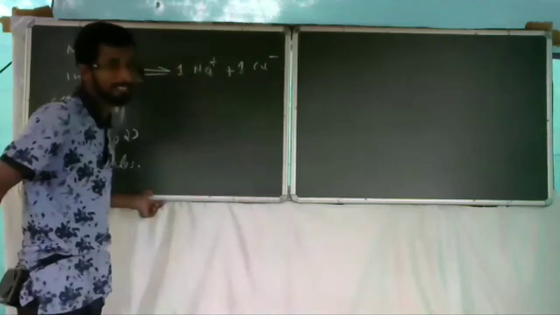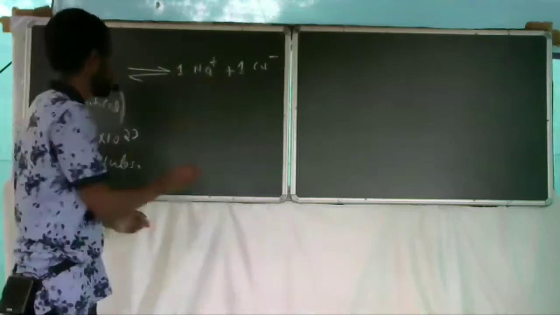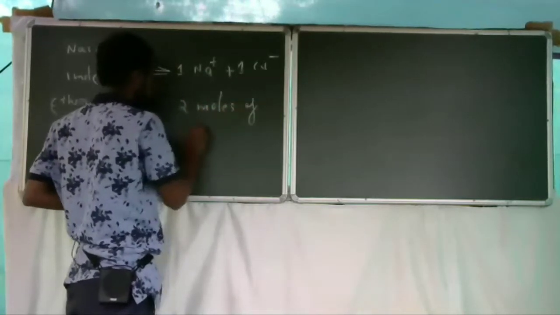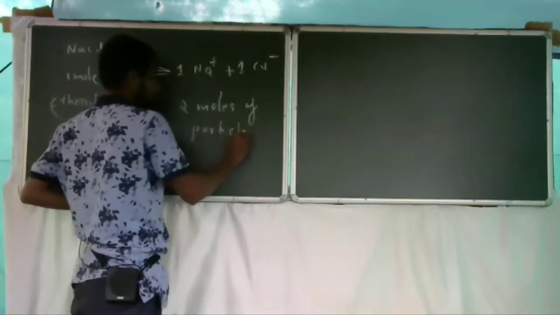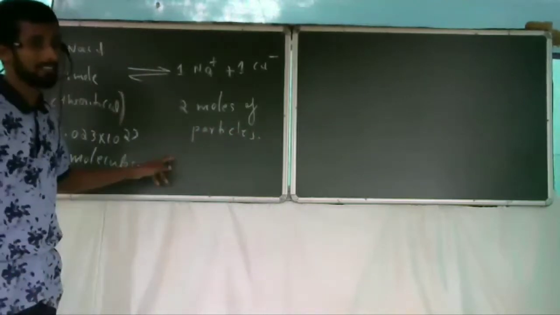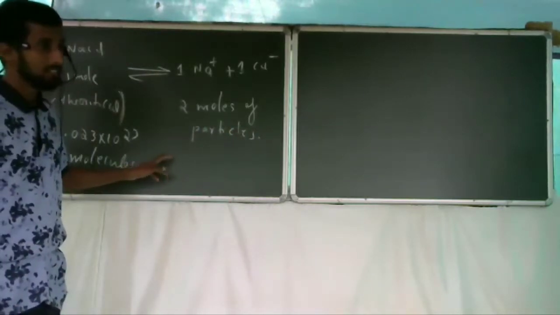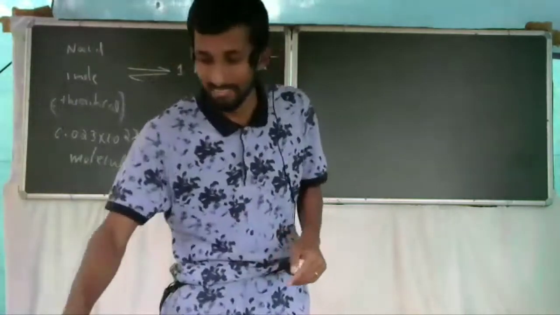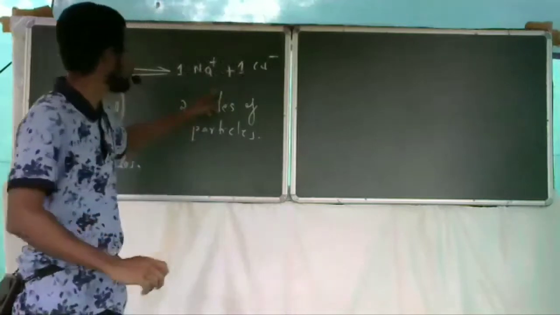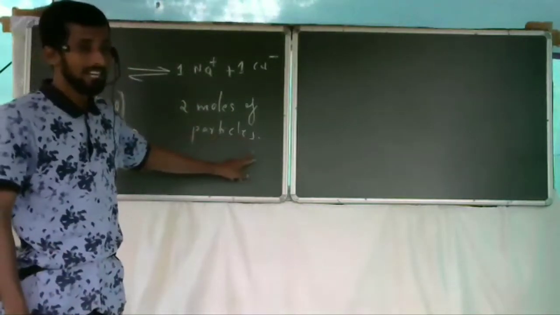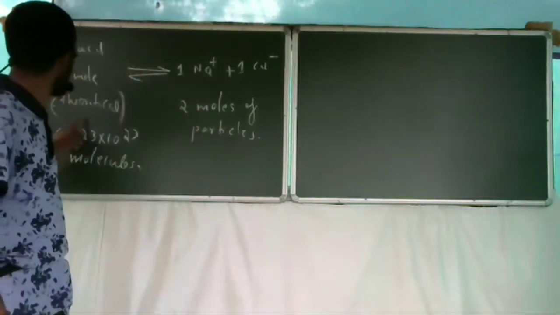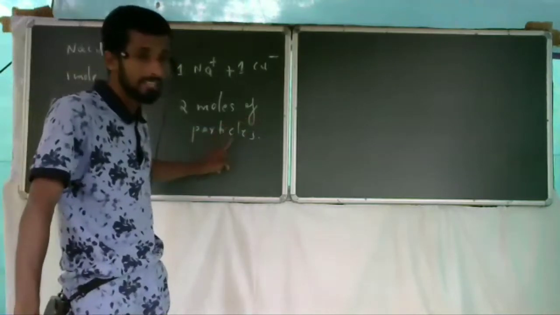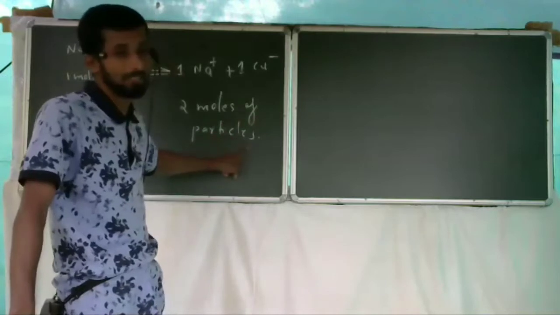What is the number of particles here actually? 1 plus 1, we have 2 moles of particles, right? So if we theoretically assume we have 1 mole of NaCl, practically we have 2 moles of particles. Theoretically we have only 1 mole of particles, but experimentally or practically we have 2 moles of particles. Clear?